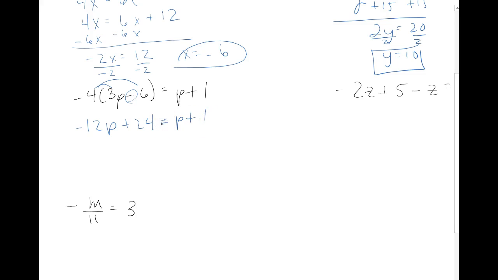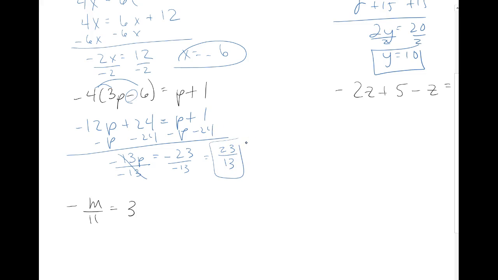Okay, then let me subtract p from both sides, and at the same time I'm going to go ahead and subtract this 24 to both sides, which means this is a negative 13p, and then this is going to be a negative 23. Then I need to divide both sides by that negative 13, and when I do so, a negative over a negative is a positive, but then 23 over 13 does not reduce, so I'm just going to leave my answer like that, okay?